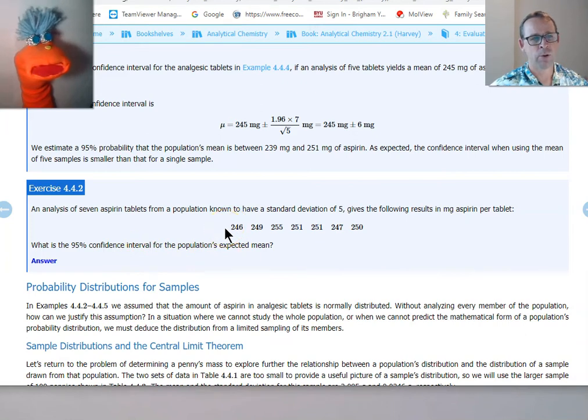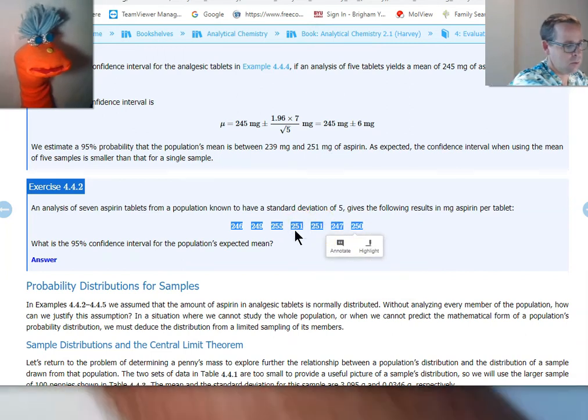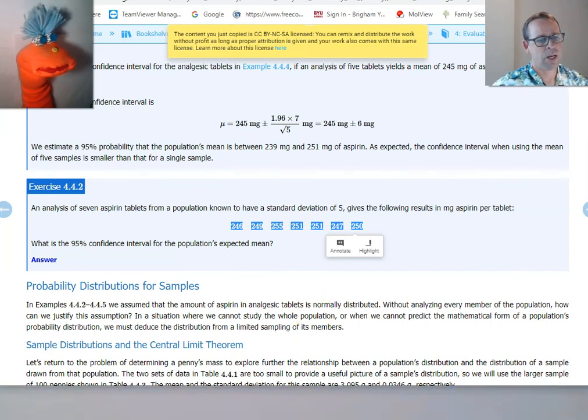Go, Fred. Oh, okay. Let's see. So I guess we need the average there, don't we? That's right. We do need the average. Let's see. Can I copy these? Are they going to let me copy these? Okay. I'm going to try to paste them into Excel for you.